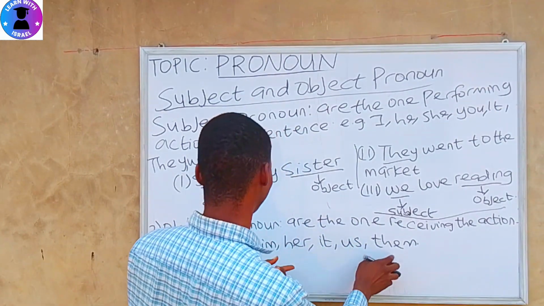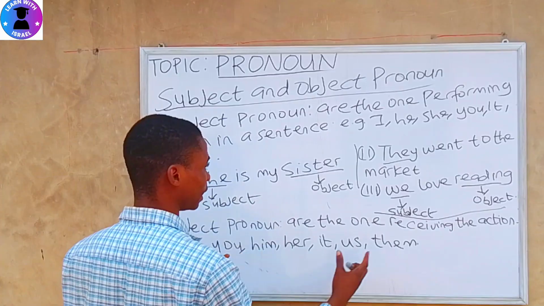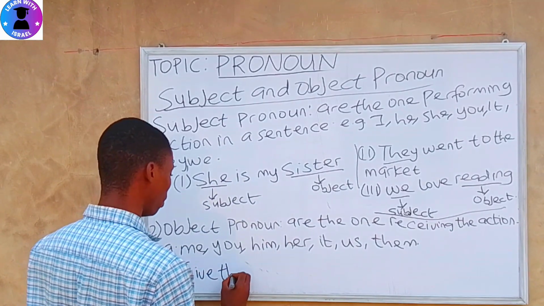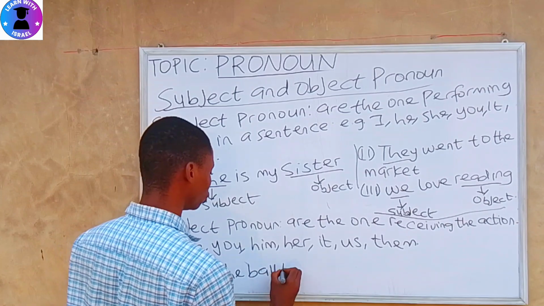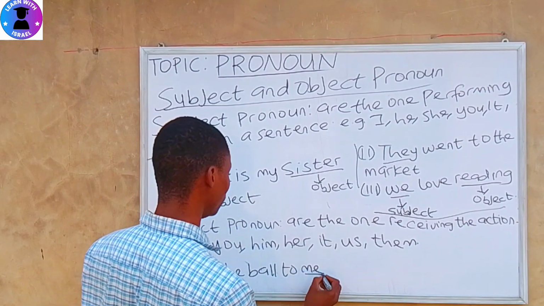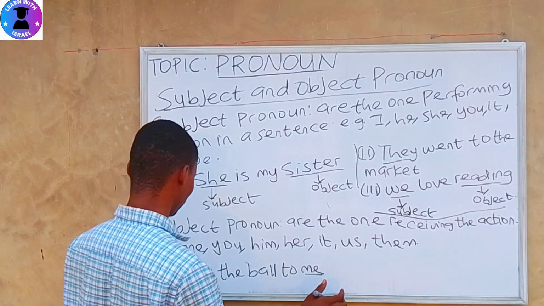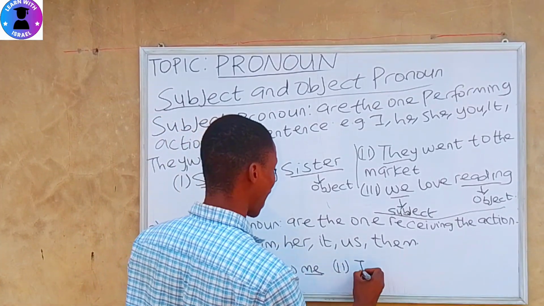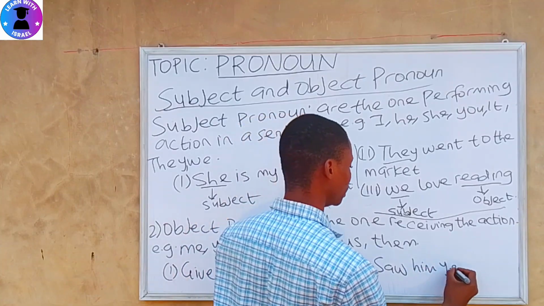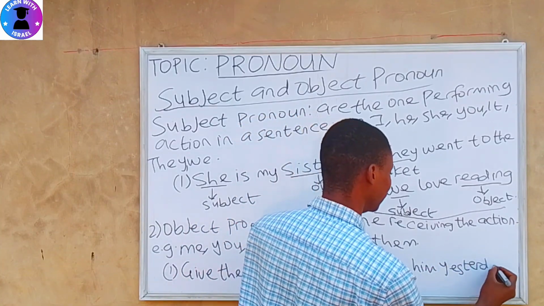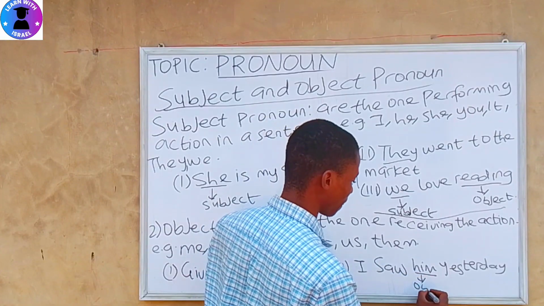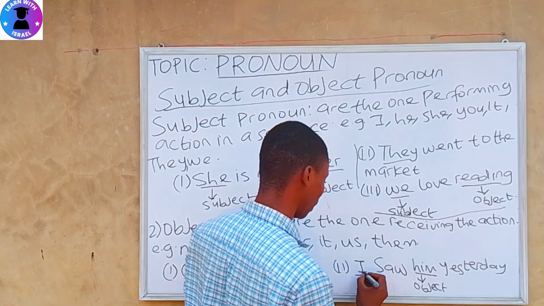So let me use one of these examples as a sentence. Number one, give the ball to me. Give the ball to me. "Me" serves as the object. The second one, I saw him yesterday. I saw him yesterday. This "him" is what? Object. "I" is the subject.